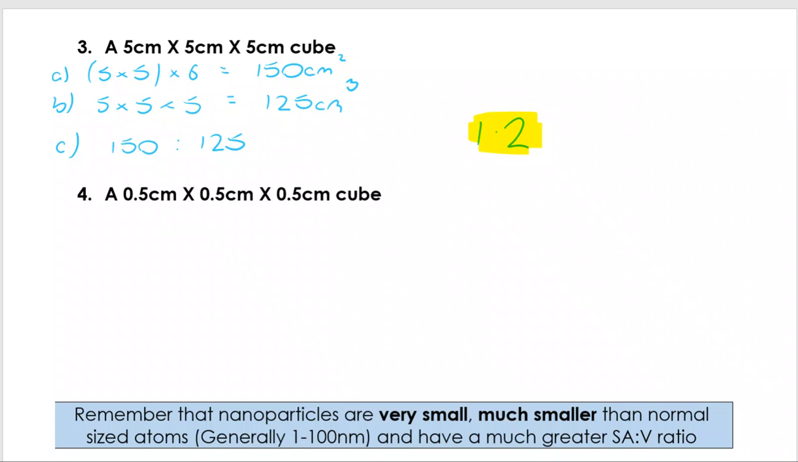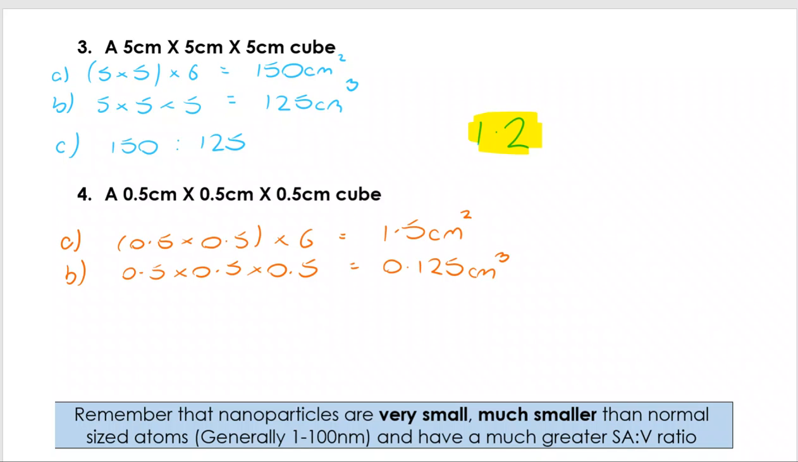And even smaller again, going down by a factor of 10, 0.5 times 0.5 times 6, we have a surface area of 1.5 centimetres squared, and we have a volume of 0.125 centimetres cubed. Now, if I do my ratio, 1.5 to 0.125, I get a surface area to volume ratio of 12.